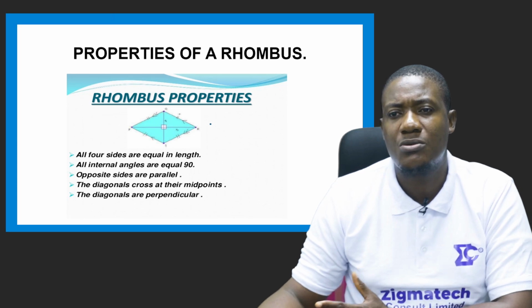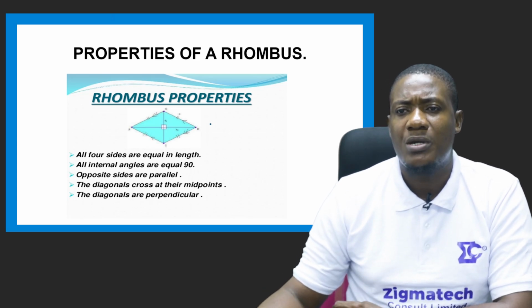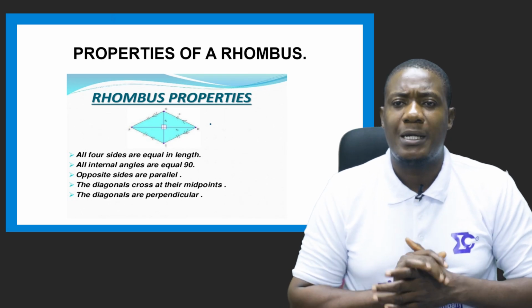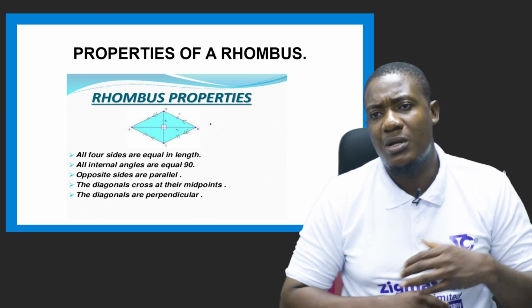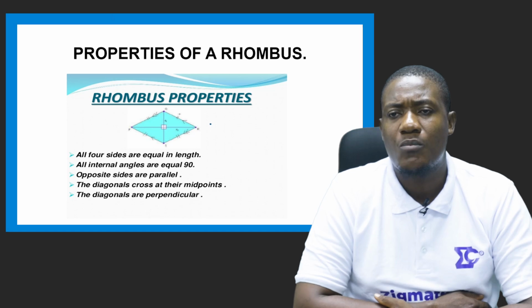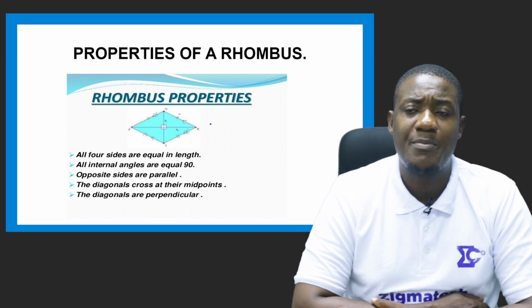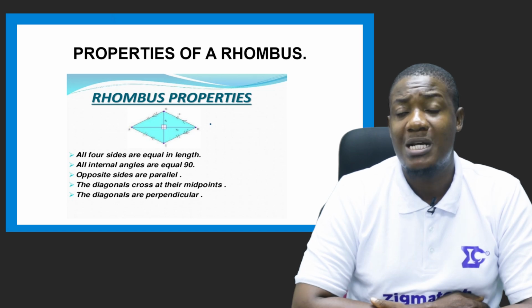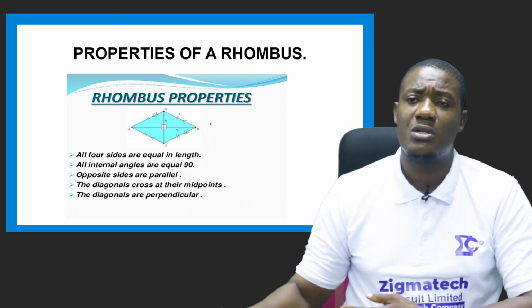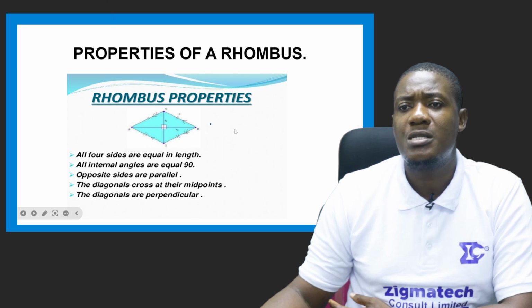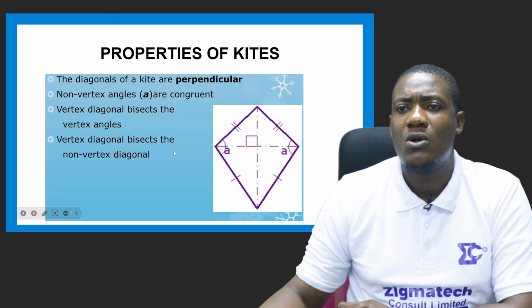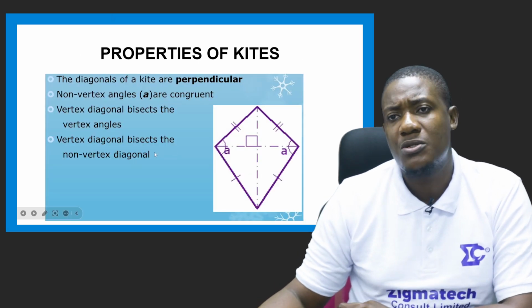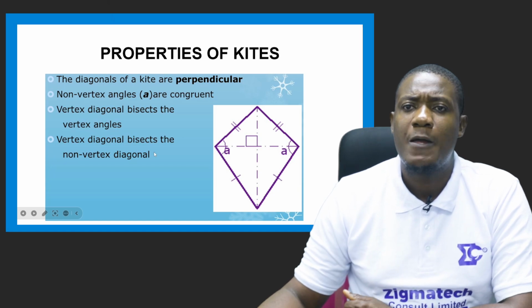It's important you take note of that. Okay, so like I said, the diagonals of a rhombus are perpendicular to each other. That simply means they are at right angles to each other. They are at 90 degrees to each other. So these are different properties of a rhombus you should take note of.